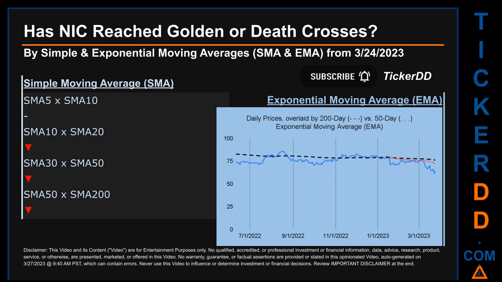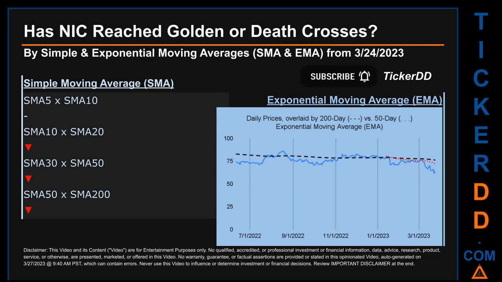The latter calculates moving average by giving more weighting to recent prices. For EMA, you can be the judge. Look at the generated graph on this page. Has the 50-day EMA line, which is in red, crossed above or crossed below the 200-day EMA line, which is in black? If no crossing can be seen, then no signal could be had. The blue line is daily end-of-day prices.